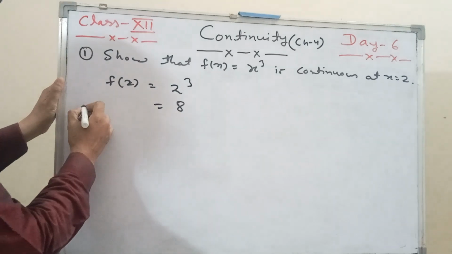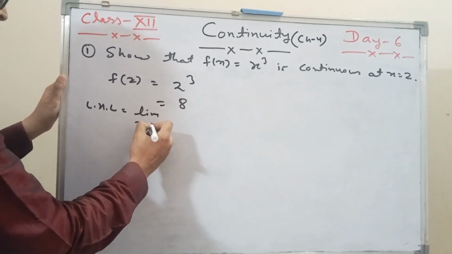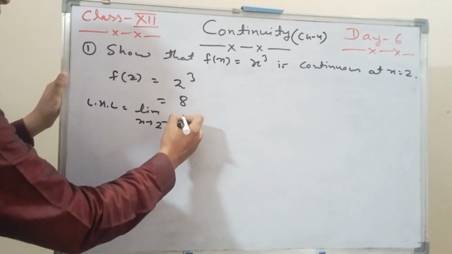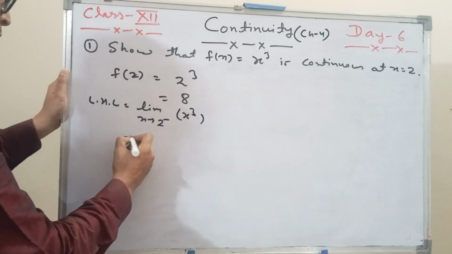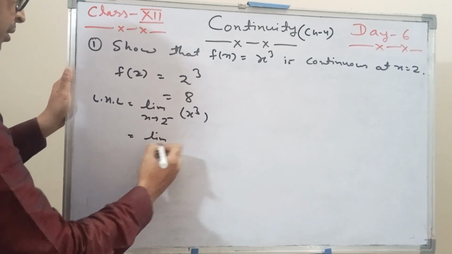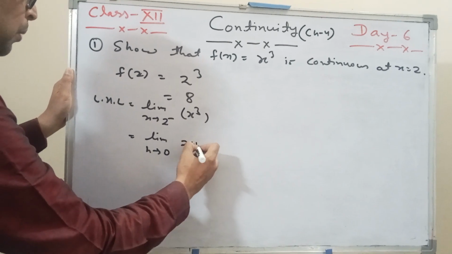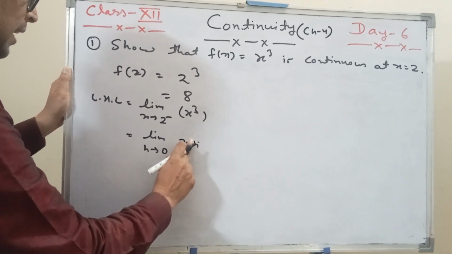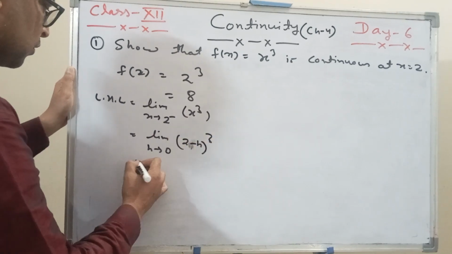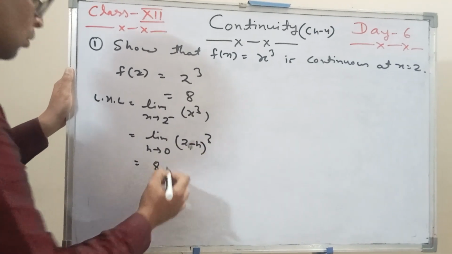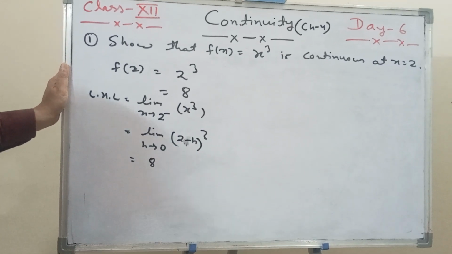Now we find the LHL. LHL means limit x extend to 2 minus, that function is x cube. Means directly we can write here h extend to 0, the function is 2 minus h. We have taken here LHL (2 minus h) cube. When we replace h 0, the value of LHL is 8.